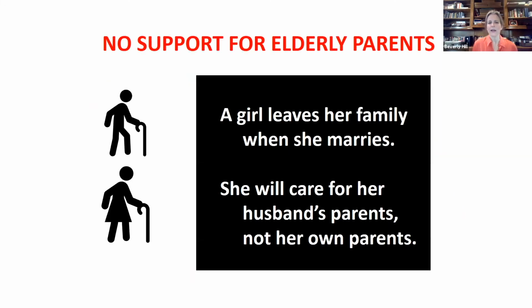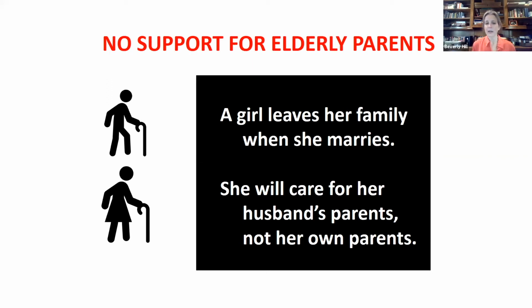So why does this occur? Why are girls so unwanted? Why are women so unwanted? There are two basic reasons. The first is that in a traditional society, girls do not take care of their own parents when those parents are older. Instead, the tradition is that a girl marries a young man from another village fairly far away, and she leaves her home and moves in with him and his parents because the generations live together.